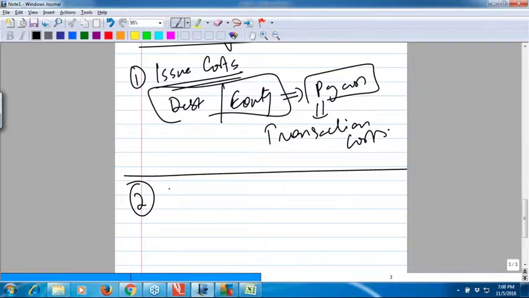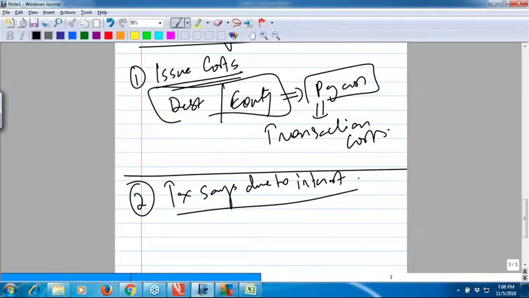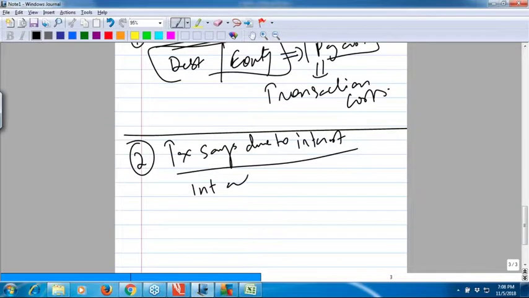The second thing is that we need to consider the effect of tax savings due to interest. Now, what do we mean by this? Basically, when we pay interest, we get tax savings. So we need to incorporate the effect of those tax savings also.